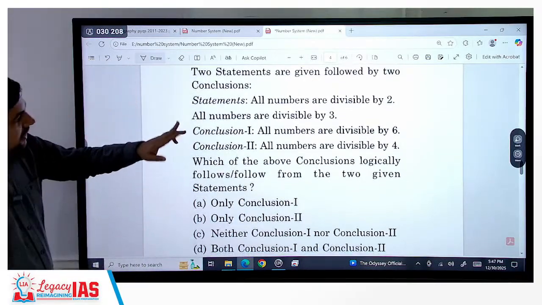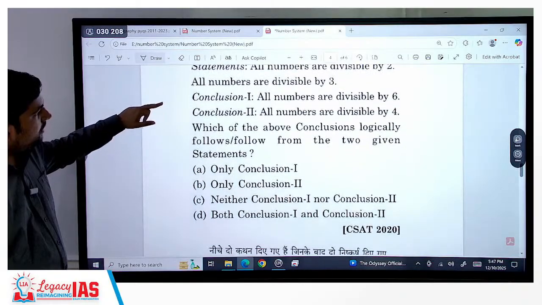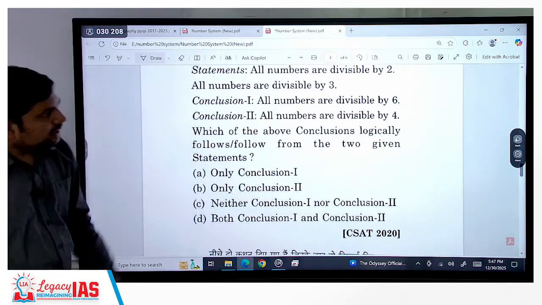See, two statements are given followed by two conclusions. These are your statements, and then you have conclusions. Do it.